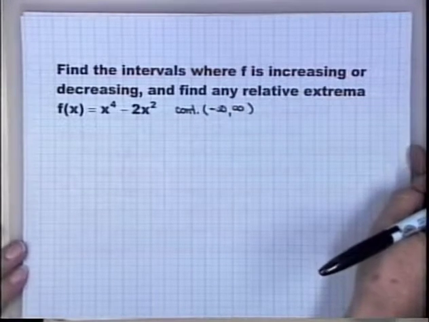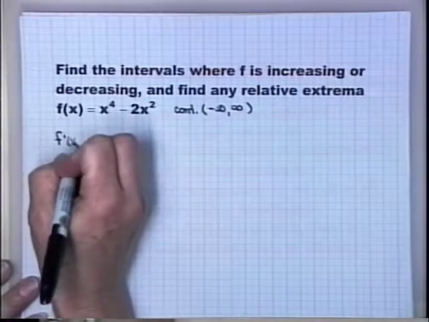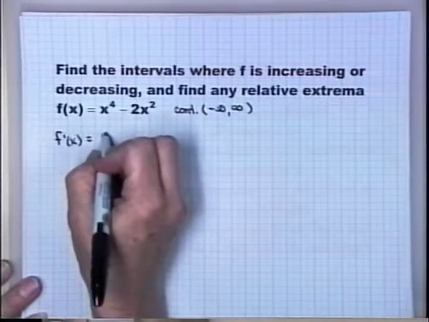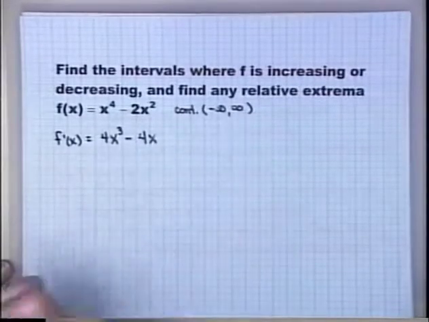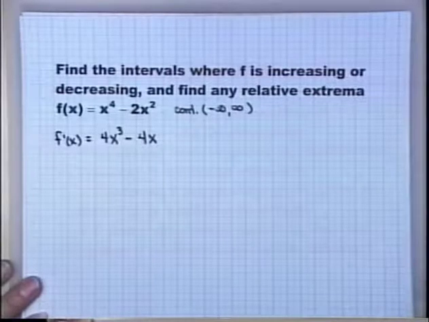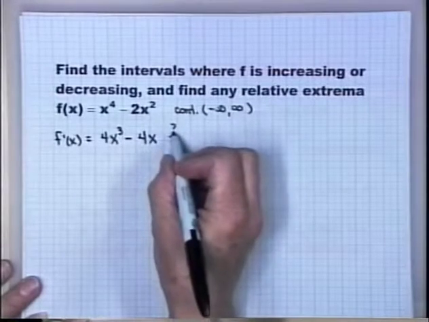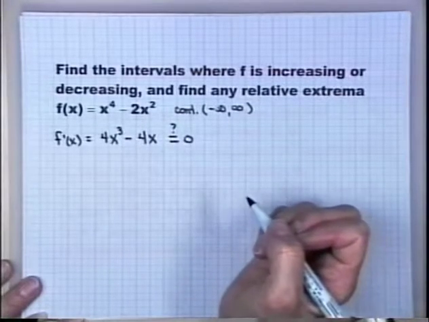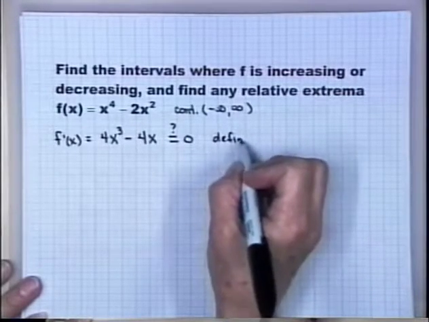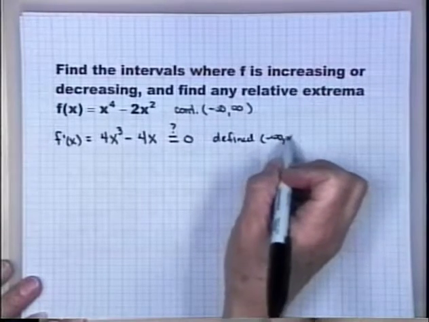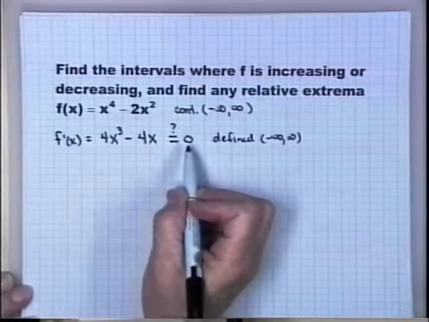Well, in order to find those, we need to have the derivative. So let's get the derivative of this function. F prime of x, this is going to be an easy one, would be 4x cubed minus 4x. Okay? So we're going to put this in a form because what we want to know is where is this derivative equal 0 or where is it undefined? Well, I'm going to make a note first of all that this derivative is defined everywhere. There are no places where it's undefined. So the only thing we're going to be worried about then is where is it equal 0?